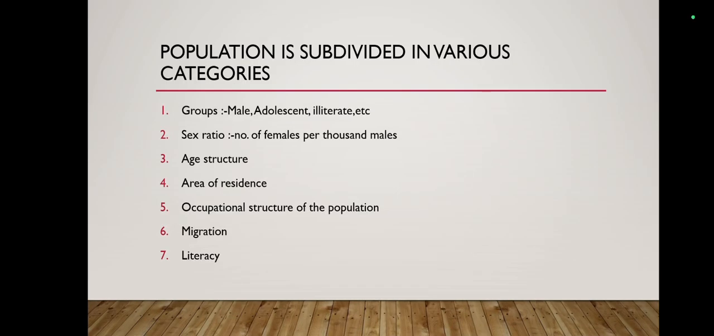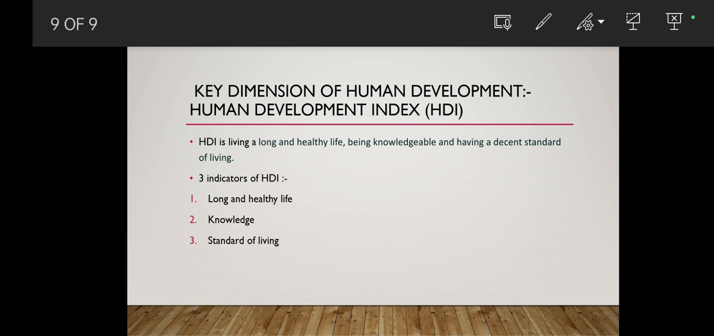The second topic: key dimensions of the Human Development Index, HDI. HDI is about living a long and healthy life, being knowledgeable and having a decent standard of living. Therefore, the three indicators of HDI are long and healthy life, knowledge, and standard of living.